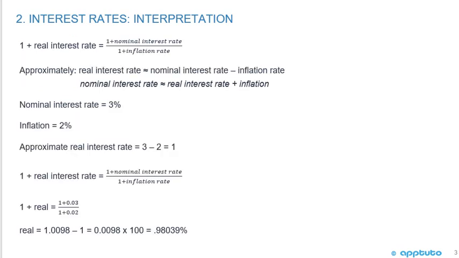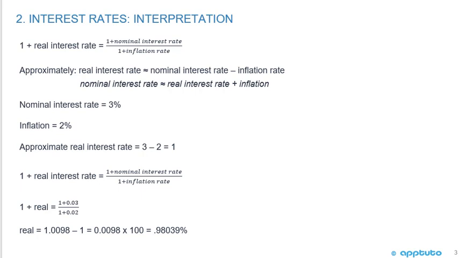So I just have a little example here again. Say the nominal interest rate is 3%, inflation is 2%. Well, if we just did the quick and dirty approximation, we'd say the approximate real interest rate is 3 minus 2 equals 1, which is the nominal interest rate minus the inflation rate, okay?